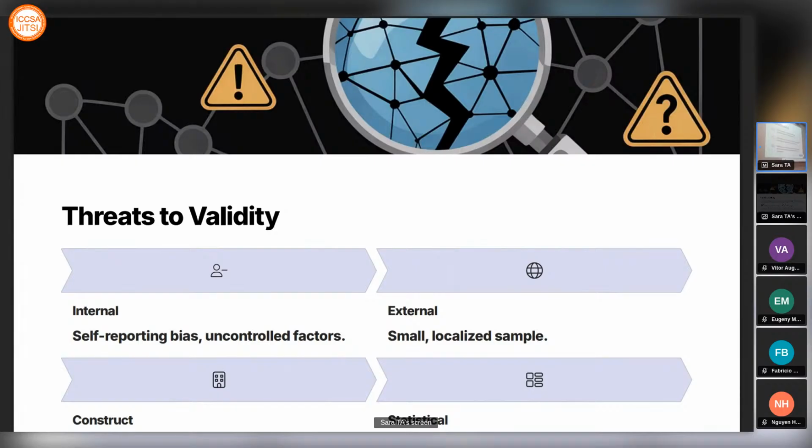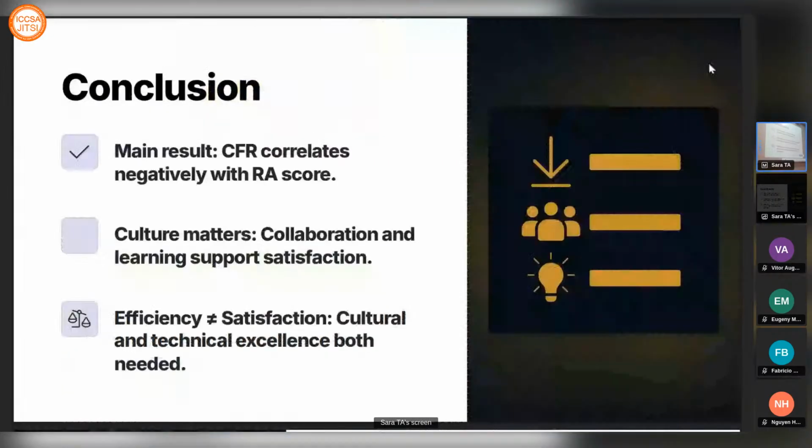In conclusion, we can say that CFR really correlates negatively with RA score. Culture matters: collaboration, learning, support, satisfaction. Efficiency is different from satisfaction. Cultural and technical excellence are both needed. We need both of them. We need to apply efficiency, but we have measured satisfaction as well.